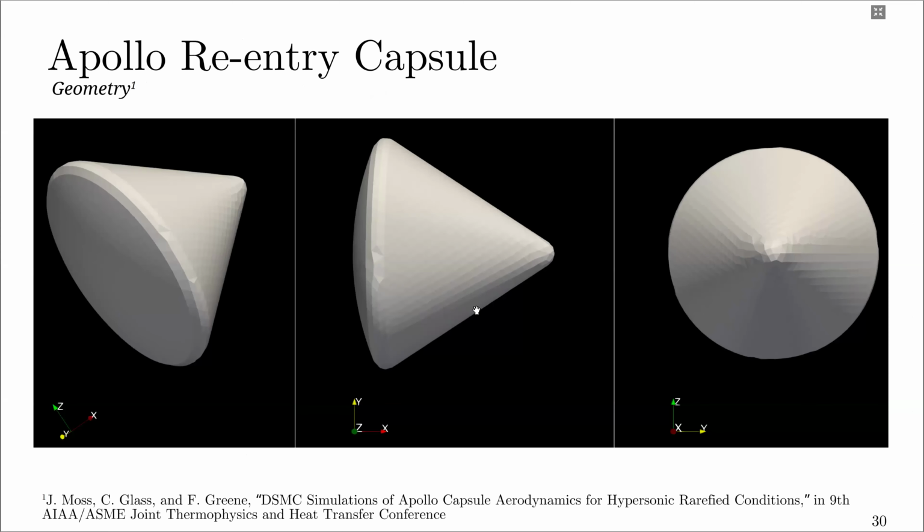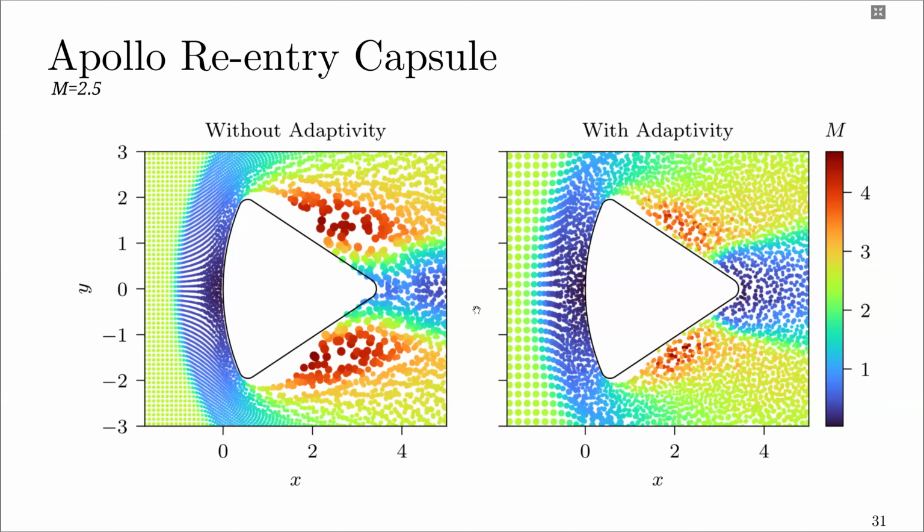So as a proof of concept, we also show that we can do this in 3D as well. So we use this simplified geometry of the Apollo re-entry capsule. We do flow over this in 3 dimensions. So we have results. It's a thin 2D slice of the 3D flow field.